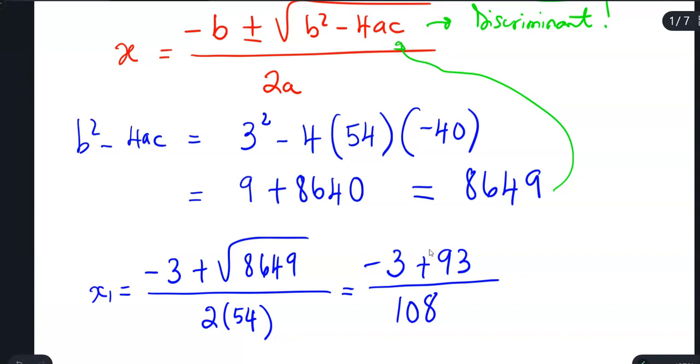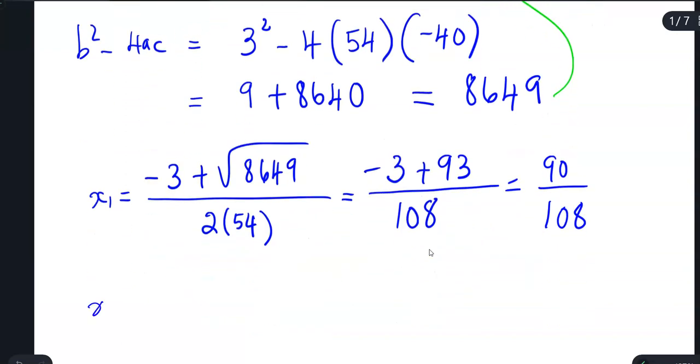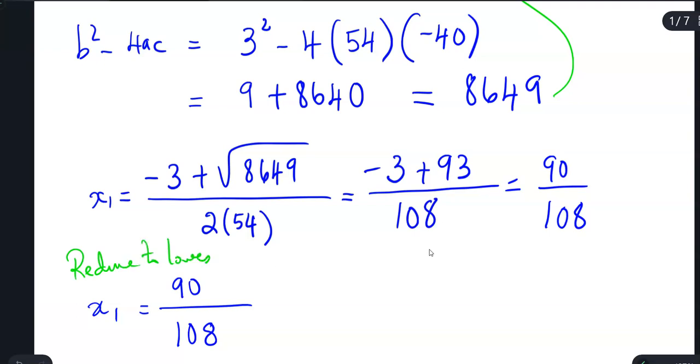Let me double check again. The square root of 8649, I'm punching into my calculator here, is 93. So then I should have the solution as 90 over 108. What I need to do is reduce this fraction to lowest terms.